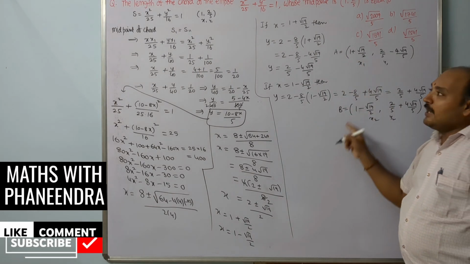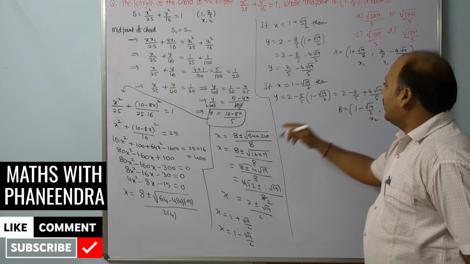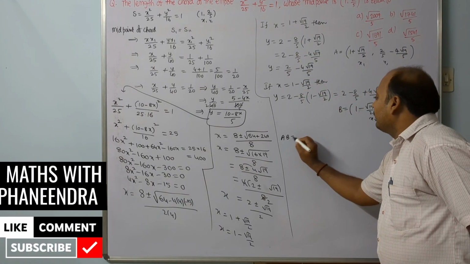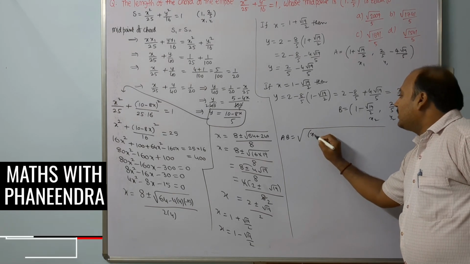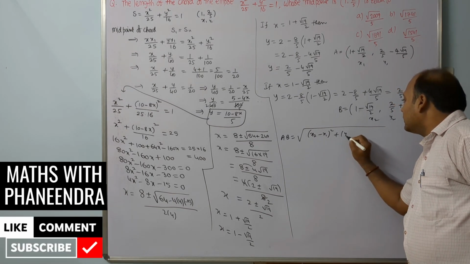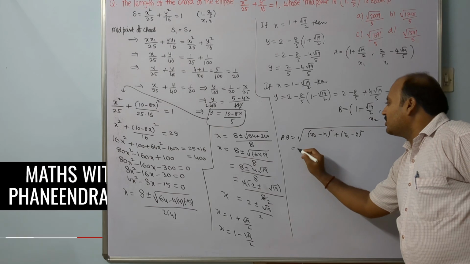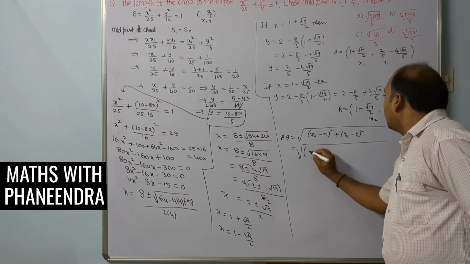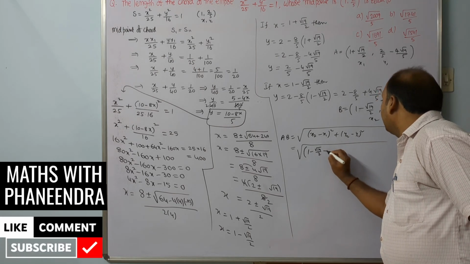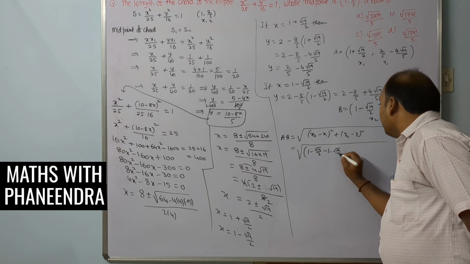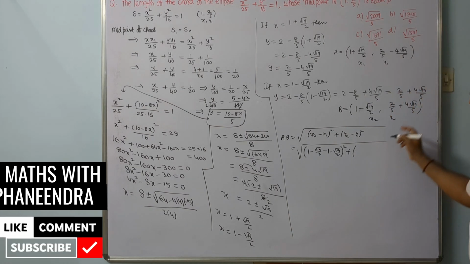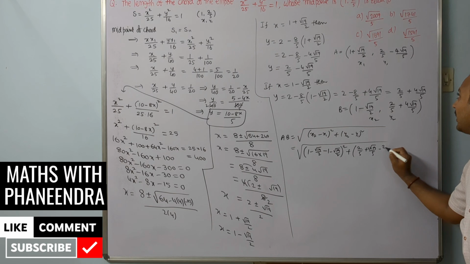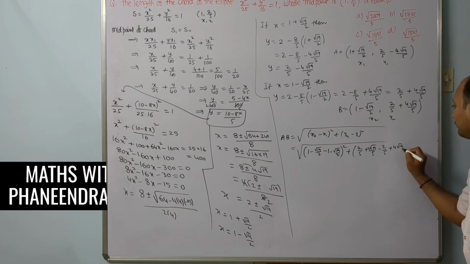The distance between A and B they are asking, the length of the chord. Chord ends we got: x1, y1, x2, y2. So AB = root over (x2 minus x1) whole square plus (y2 minus y1) whole square. So that is root over of these two values: (1 minus root 19 by 2) minus (1 plus root 19 by 2) whole square, plus y2 minus y1, which is (2 by 5 plus 4 root 19 by 5) minus (2 by 5 minus 4 root 19 by 5) whole square.